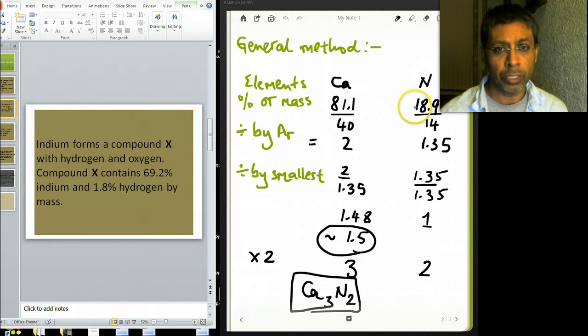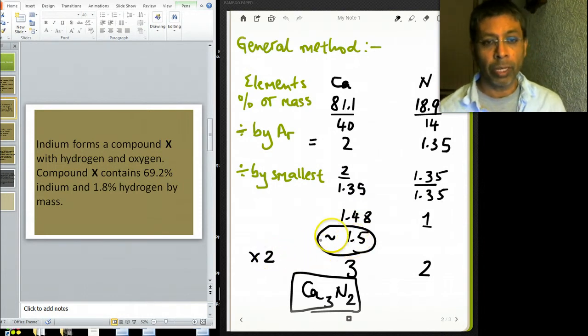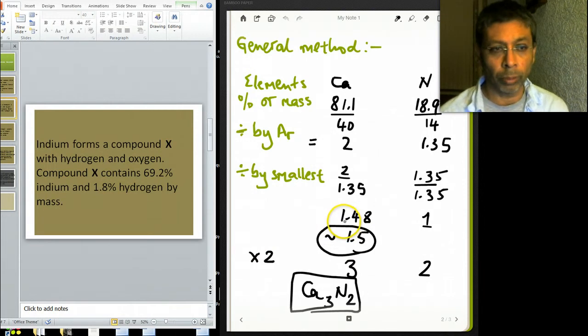Right, so write down the percentages underneath each element, divide by the atomic mass from your periodic table, and then you divide by the smallest value, and then if it's close to 1.5 or 2.5 or 3.5, you must multiply by 2. If not, you round up to the nearest whole number.